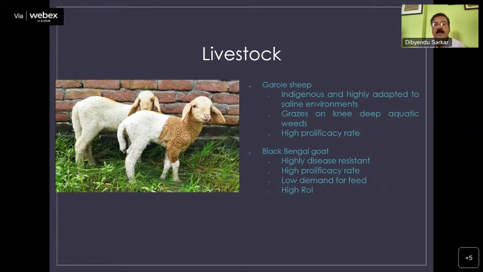And Black Bengal goat is also highly disease resistant, with a high prolificacy rate and low demand for feed. So return on investment is high. So those can also be thought of. Okay, next one.